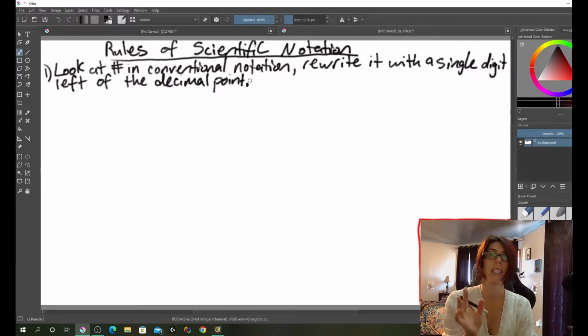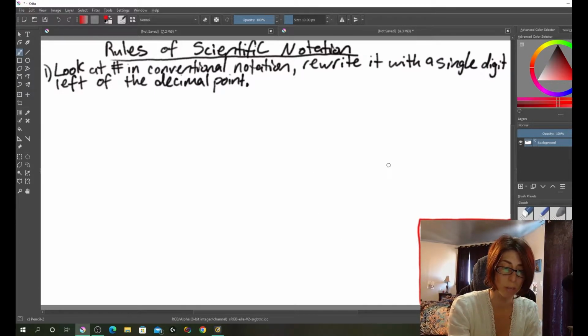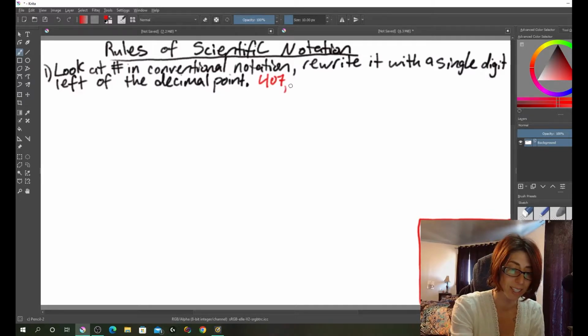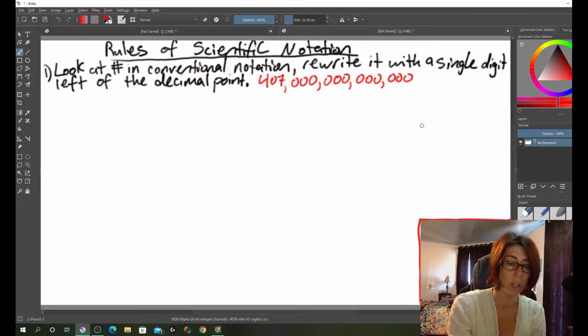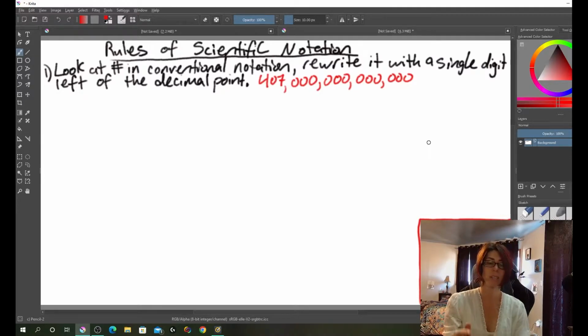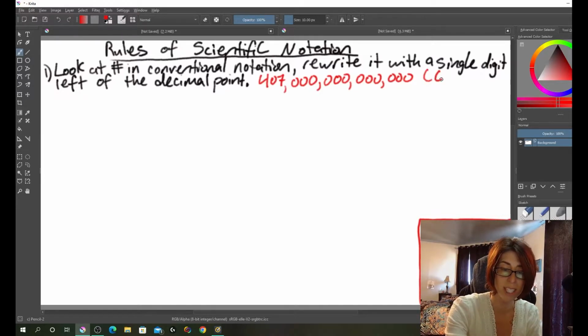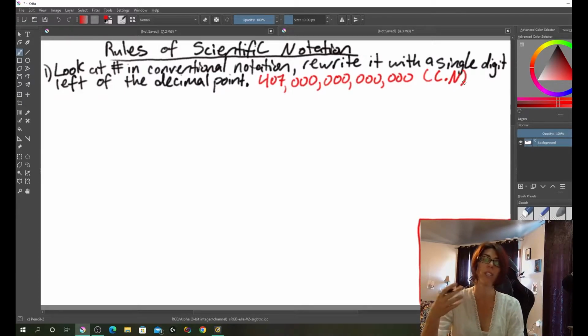So I'm going to write my example in red here. Let's just take a really big number like, we'll just make one up, 407 trillion. Okay, so there's thousands, millions, billions, and trillions. Okay, 1,000, million, a billion, a trillion. So 407 trillion. That's conventional notation, which I'll write with CN. CN means conventional notation.